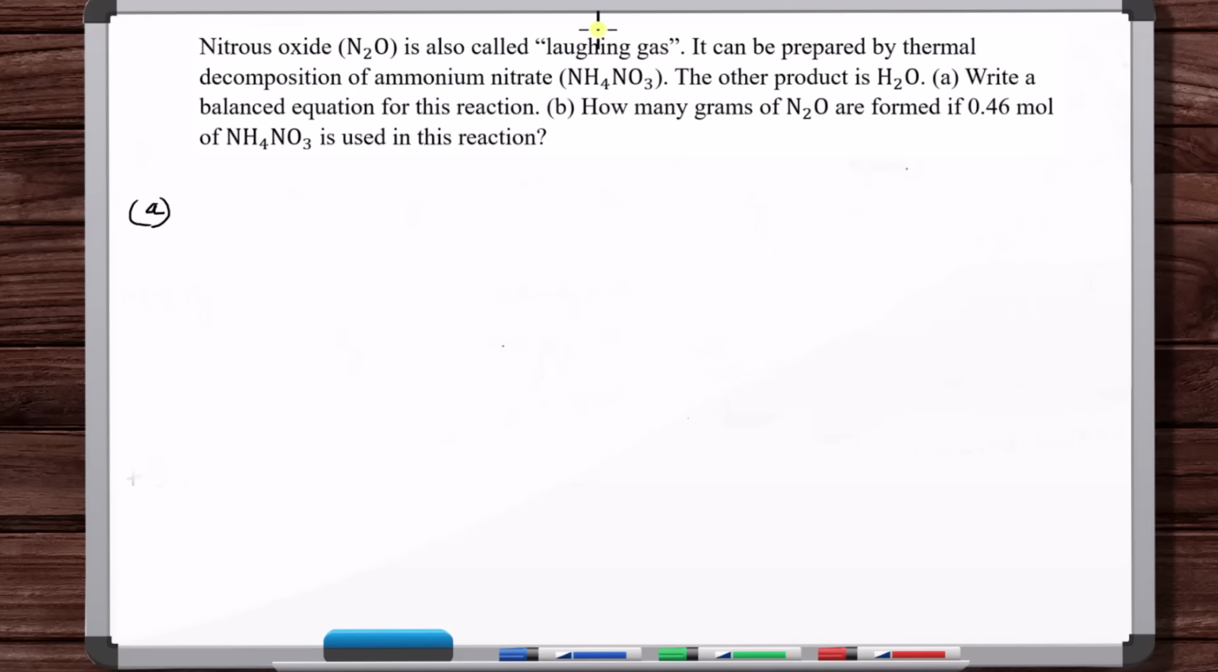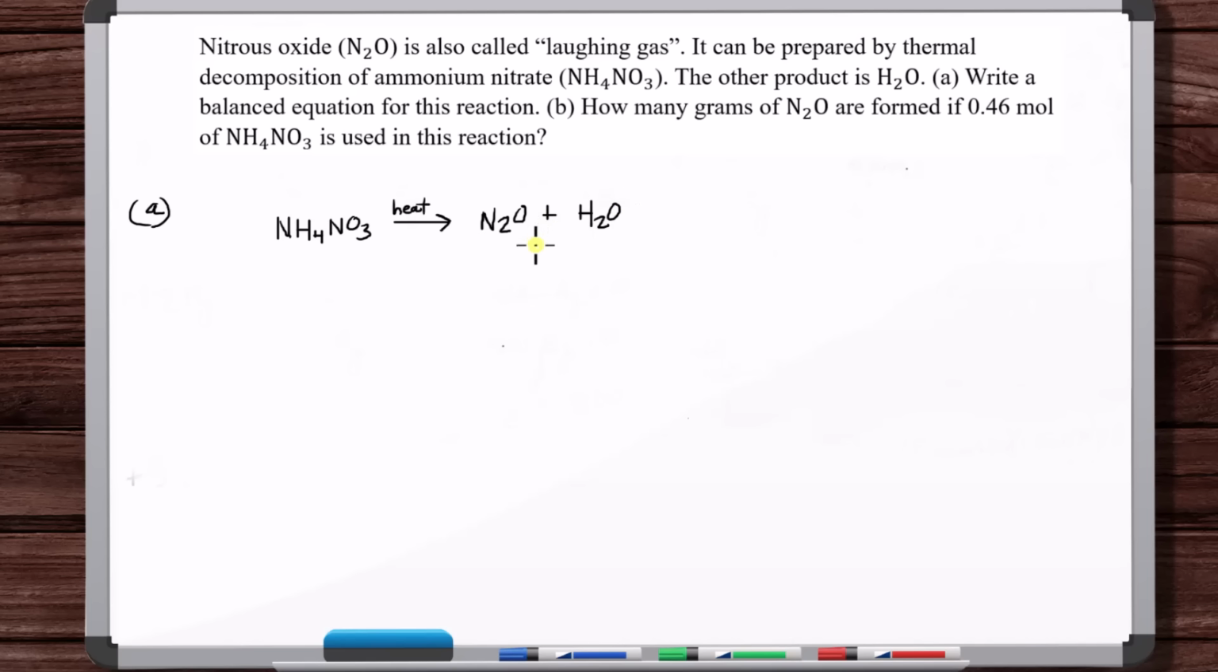So this nitrous oxide is prepared by the thermal decomposition of ammonium nitrate. You're not reacting ammonium nitrate with anything, it's just thermal. So that sounds like it's going to be the only reactant, you just add heat, and then this decomposes. One of the products is the laughing gas. Another product is H2O.